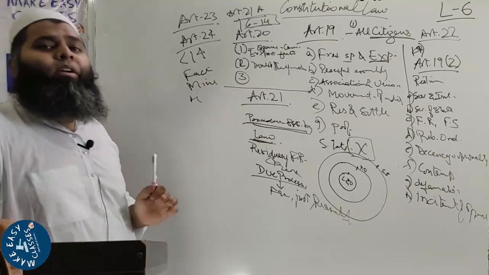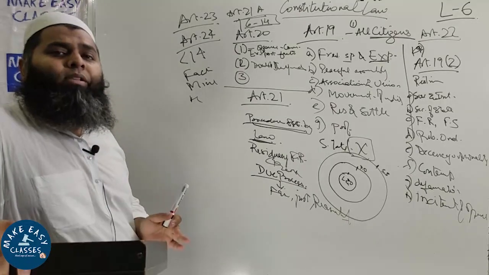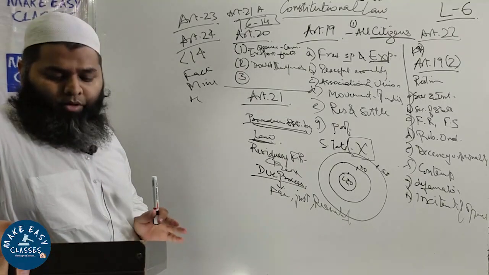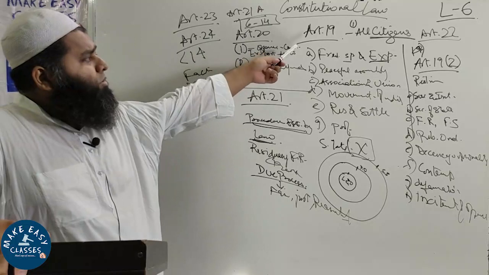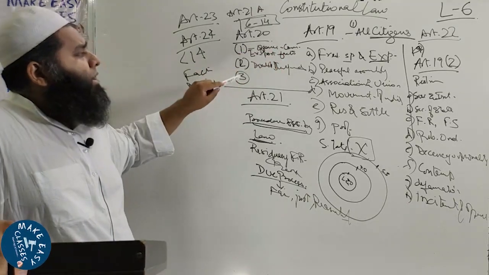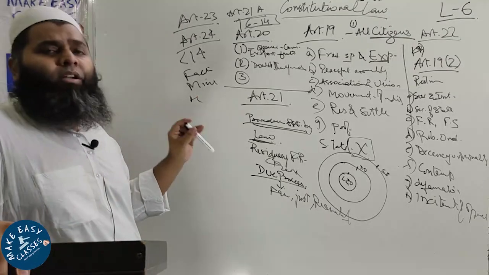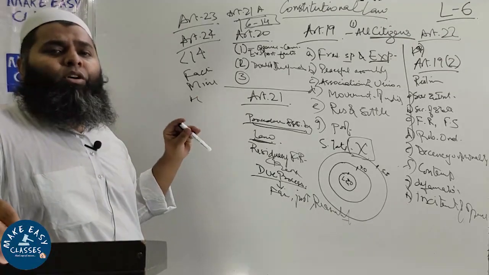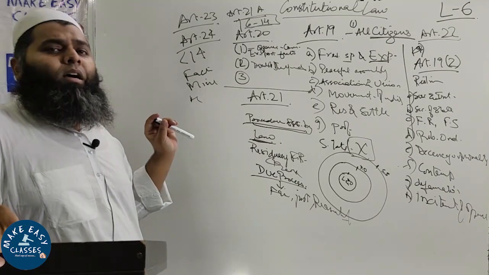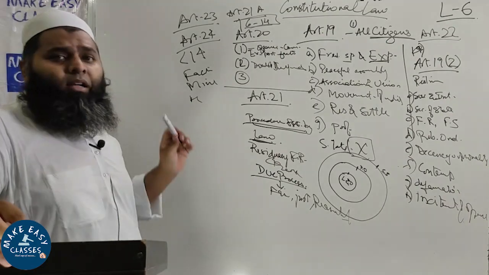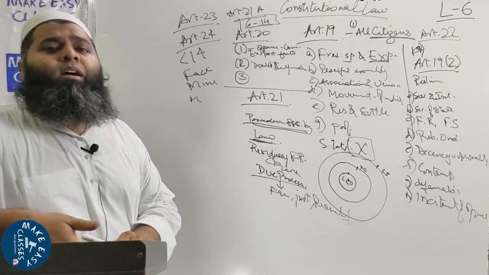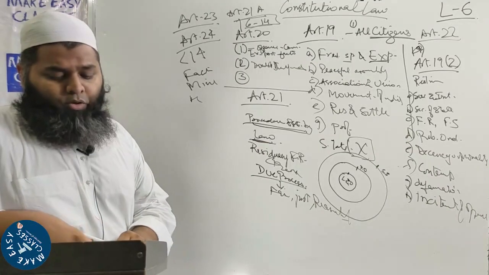So today what we have dealt with is the right to freedom and the right against exploitation. So right to freedom starts from Article 19 and ends in Article 22. So I think I have made it clear, from Article 19 till Article 22. And another thing is that we have dealt with Articles 23 and 24, that is right against exploitation.